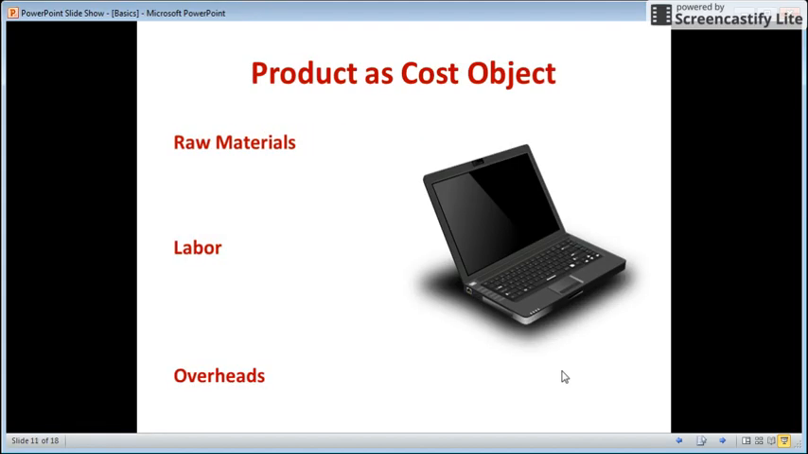Product is a cost object. A laptop manufacturing company would measure cost per laptop. Here, the cost object is one laptop. Hence, all the raw material costs, labor costs, and overhead costs will be grouped in one basket, which is per laptop.